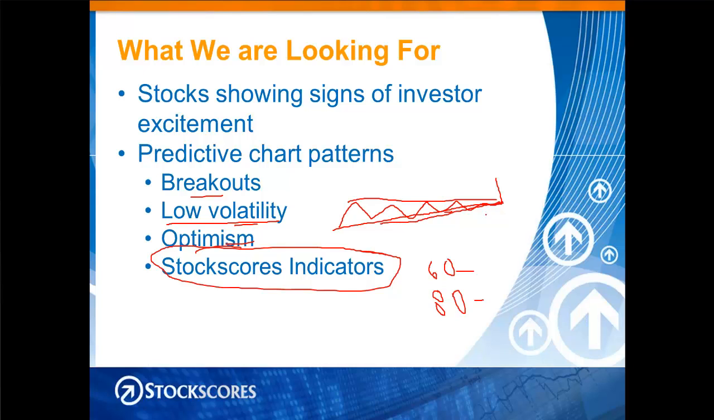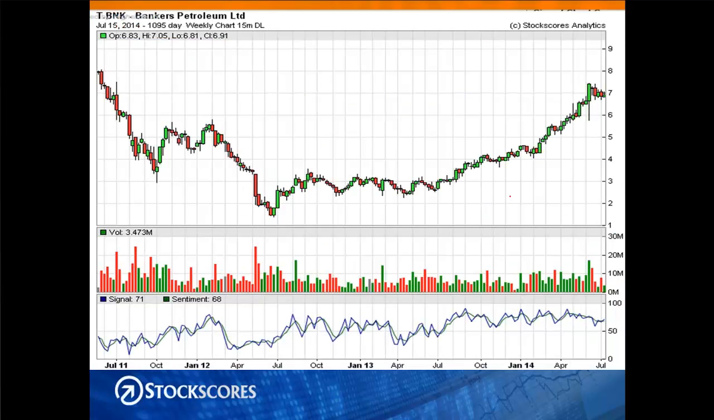So when you have rising bottoms on the chart, you have optimism, the sentiment score is going to be above 60. When you have breakouts through resistance with abnormal activity, you will typically see that signal stock score spike up above 80. All right, so let's go back and look at some examples again.